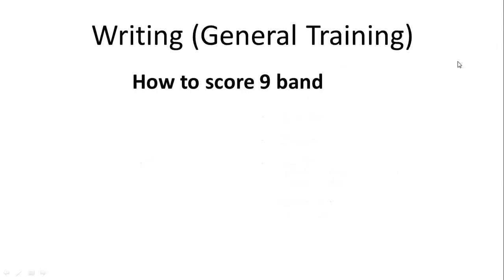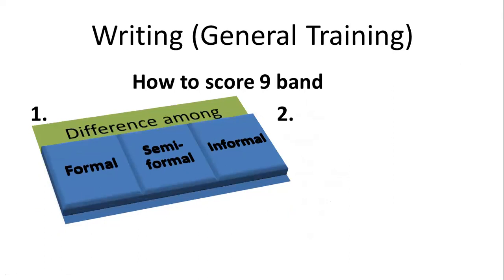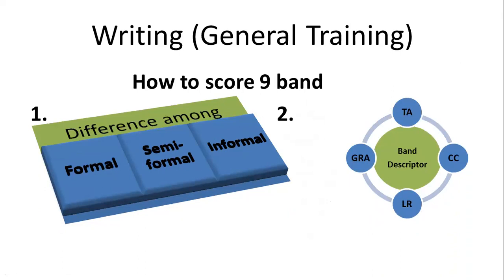To score 9 in writing task 1 especially, I would just like to continue with the writing task 1 class that I have already taught you on that day: the difference among formal, semi-formal, and informal. And the second thing is task achievement, coherence and cohesion, lexical resources, and grammatical range and accuracy. If you are aware of these two points, the difference among these three and these four band descriptors, definitely you will be quite good at writing. You could be aware of how the examiner counts your score and what you should do.